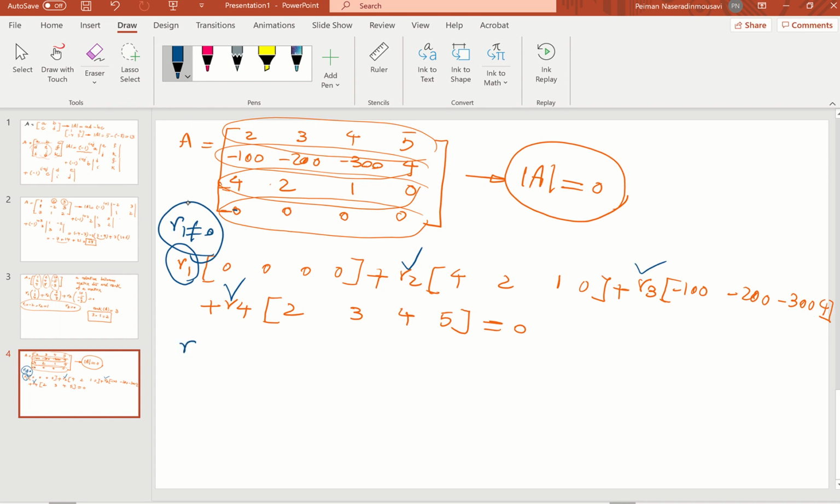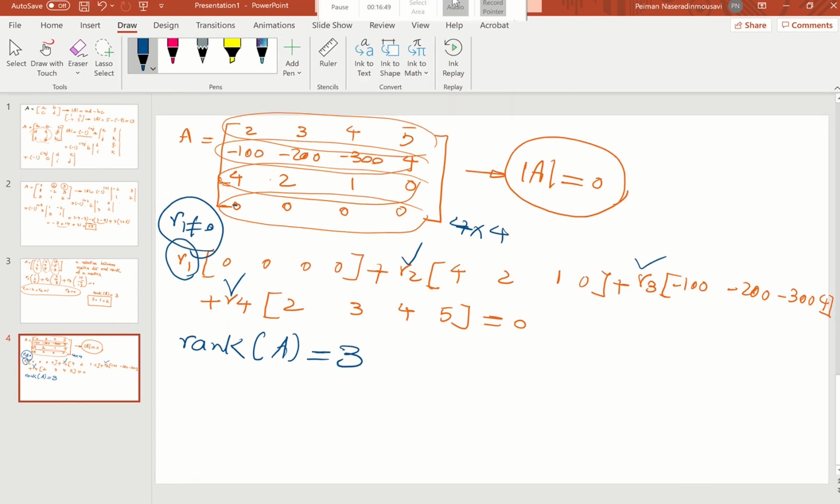So the rank of the matrix maximum is going to be 3, because one of them is gone. That's right, it is a 4 by 4 matrix. Because your system is not full rank, its determinant is going to be 0. Let us do that together. Here we are.